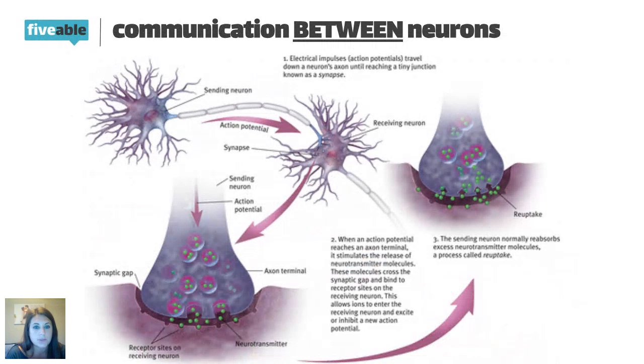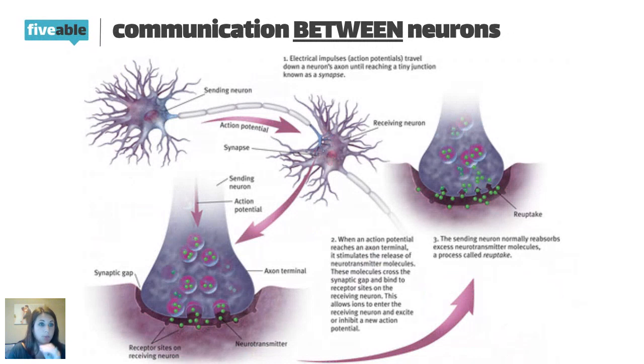And those neurotransmitters cross this tiny gap called the synaptic gap to the next neuron. And that's one thing I can't stress enough. Neurons do not touch. Never, ever, ever do they touch. So you have to know that. So there's always a tiny gap. It's called the synaptic gap or the synaptic cleft.